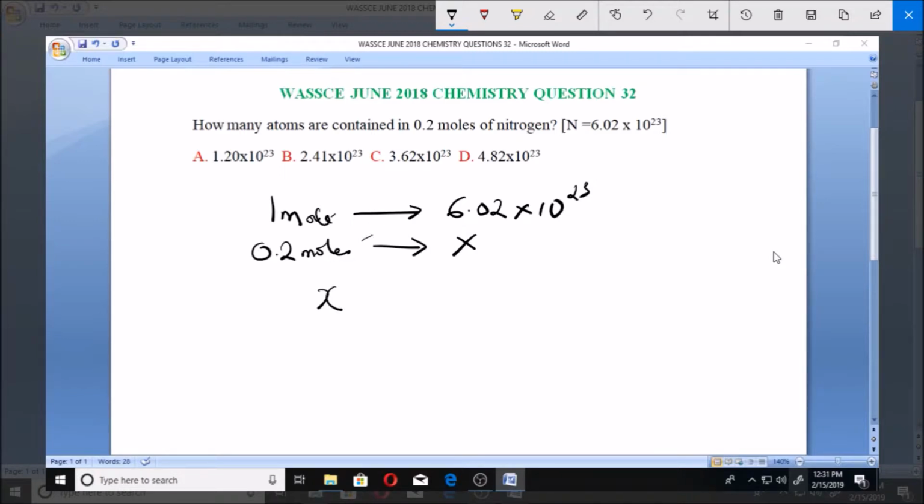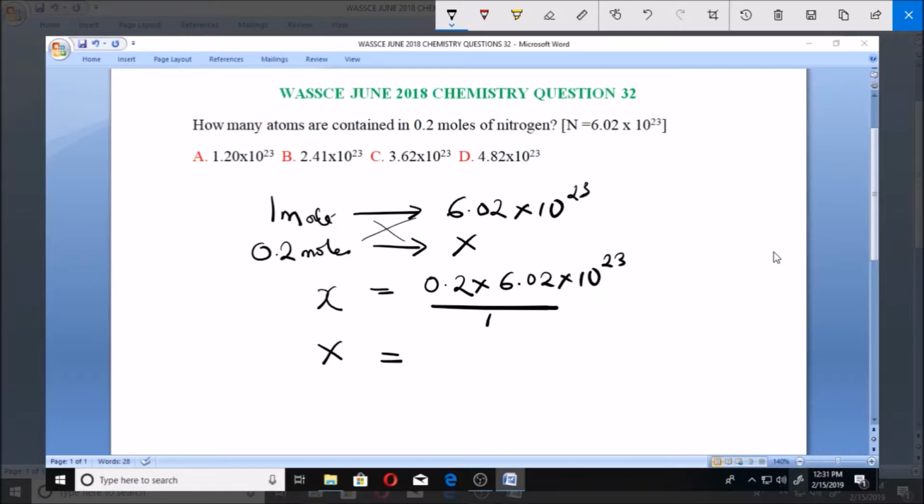You're going to cross multiply so that X will be equal to this times this, cross multiplying 0.2 times 6.02 times 10 to the power 23 all over 1. So how many atoms, particles, in this time around is atoms? So it's going to be 0.2 times 6.02 times 10 to the power 23.